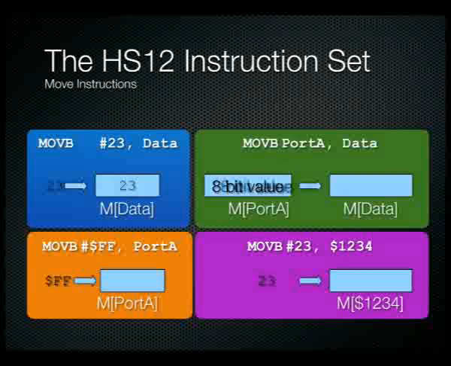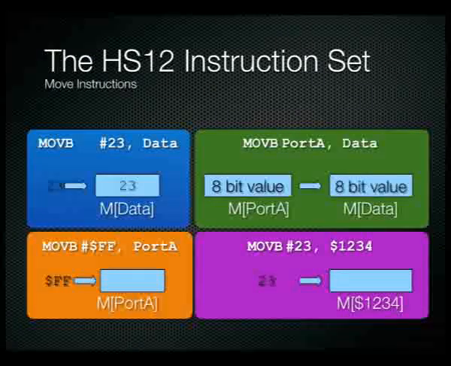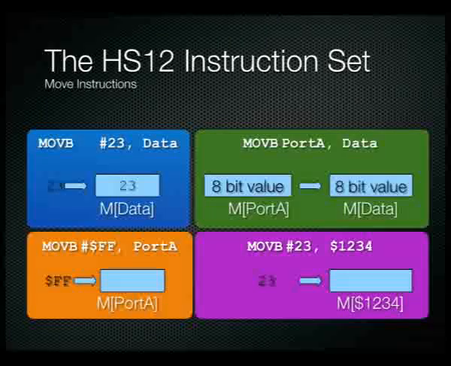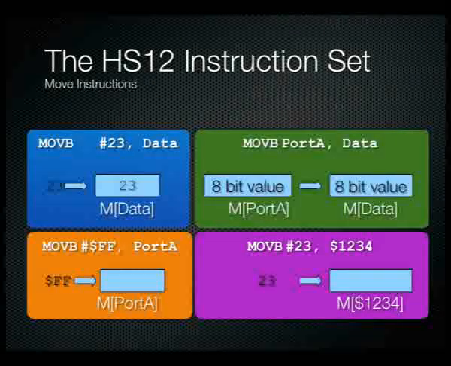So we can also do a move from a memory location to another memory location. So we can do a move B from port A. Port A is a named memory location, and we can move that onto another named memory location, another variable memory location called data. So we can move from one memory location to another.